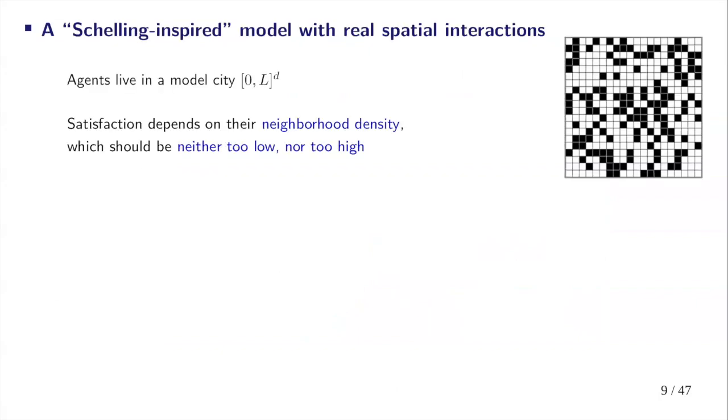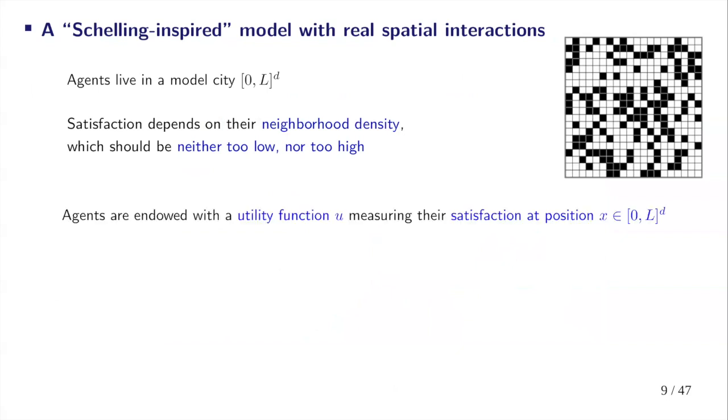And I'm going to introduce now the model. What is the Schelling-inspired model we have? We have here only one type of agent. So you forget now the two-population model that you may have in mind from the Schelling papers. They occupy a discrete city, and the satisfaction of every agent, in black here, depends on the neighborhood density. This neighborhood density should be neither too high nor too low, because people don't want to live in overcrowded neighborhoods and they still want to have a nice city life.